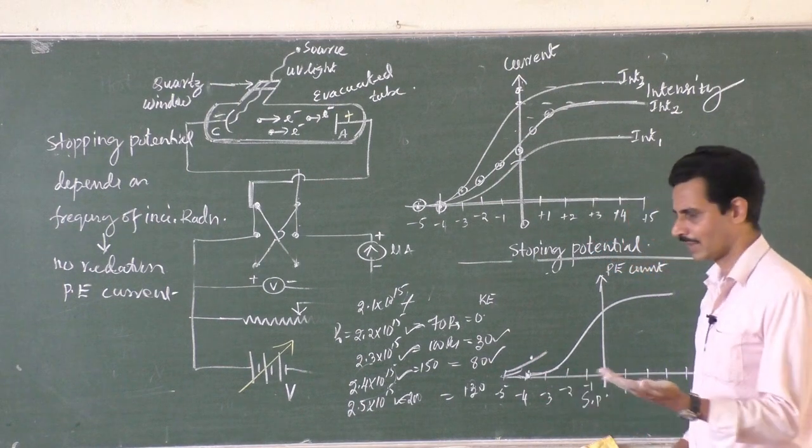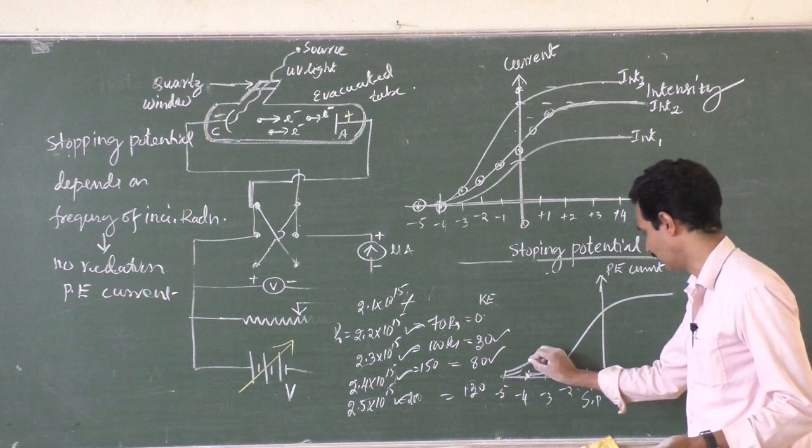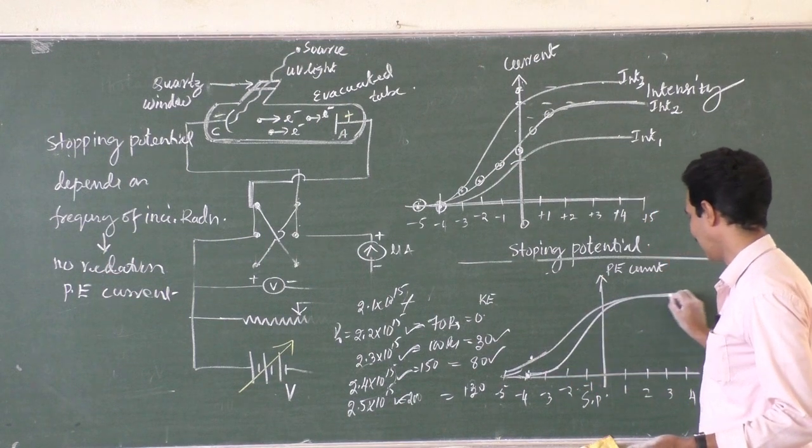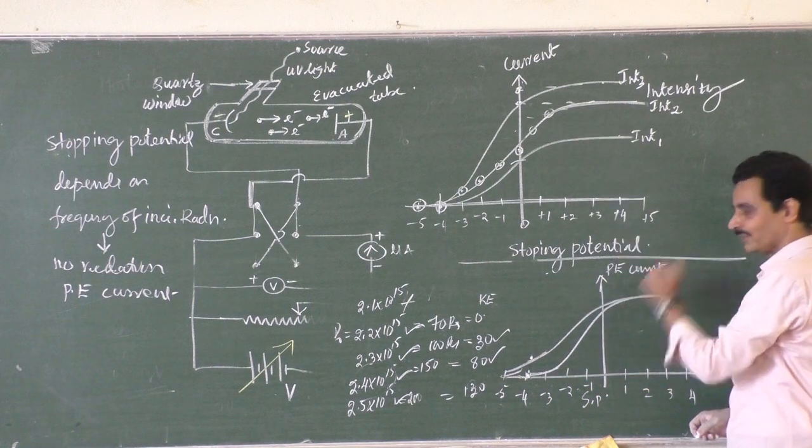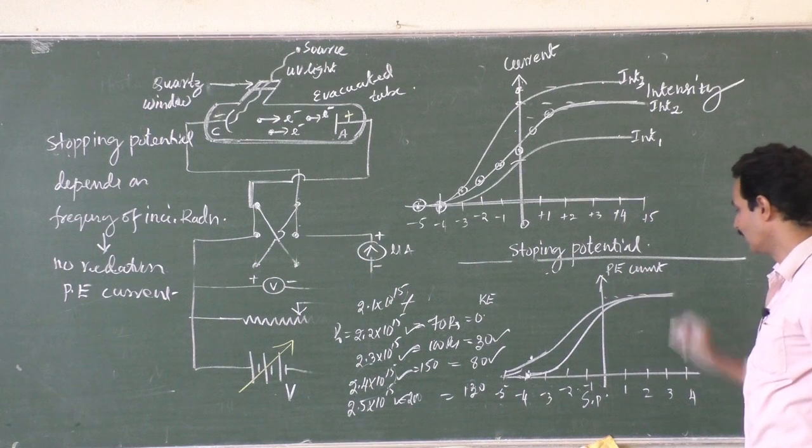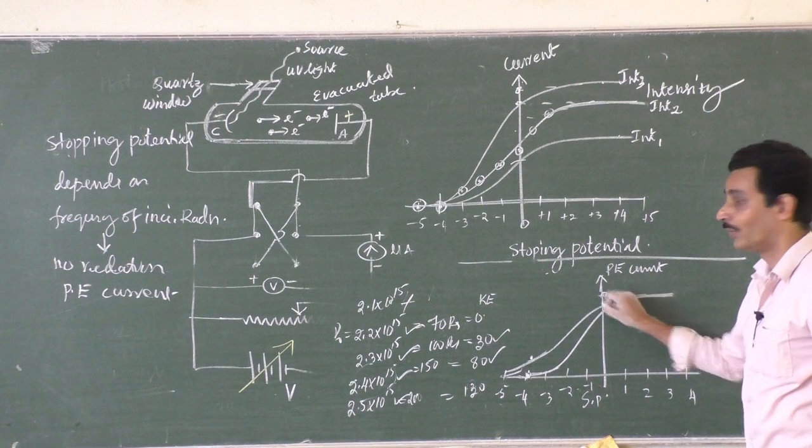What about minus 3? It cannot stop. Minus 2 cannot stop all the electrons. But what about this landing? It is same. See the graph? Sir, why did you land it here only? Because current is same. Why?